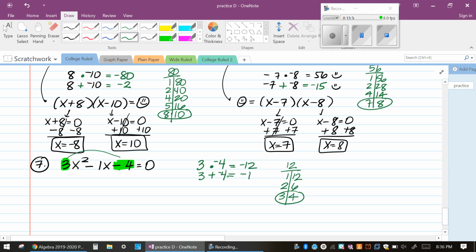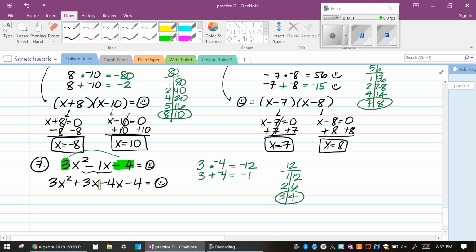The numbers that would work are 3 and negative 4. Since the leading coefficient is not a 1, I need to factor this by splitting the middle term. So this negative 1 is going to be replaced with the two numbers that we found, positive 3 and negative 4. Except I'm going to put an x on them because 3x minus 4x is the same as negative 1x. So I haven't changed the value of the problem, I've just changed what it looks like.